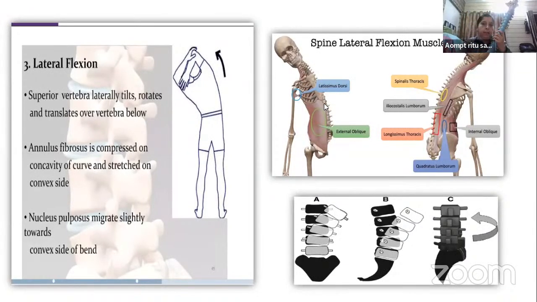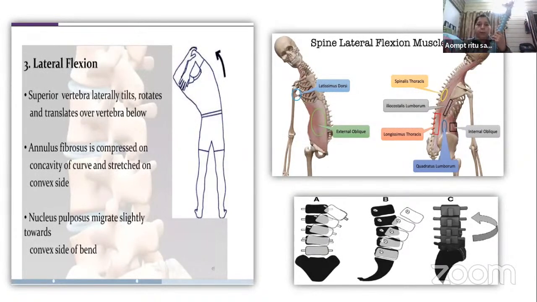We can see that this is the concavity and this is the convexity. So according to the convex and concave rule, the annulus fibrosus is compressed on the concavity side, because the curve is coming here. So there will be compression of the annulus fibrosus on the concavity of the curve and stretch on the convex side. Because if I do it, there is the stretch and the compression because of my positioning of the concavity or the convexity.